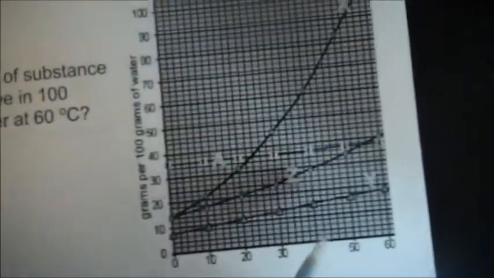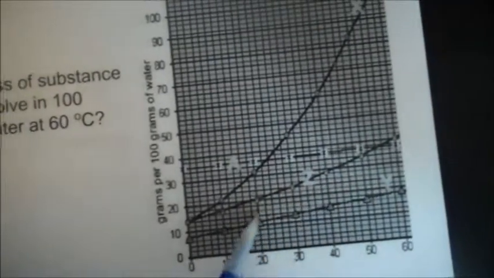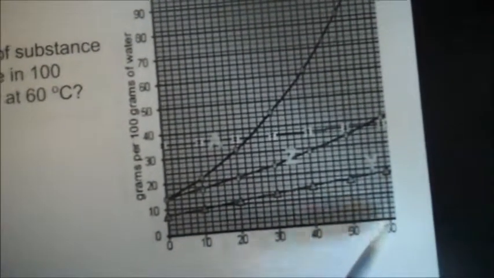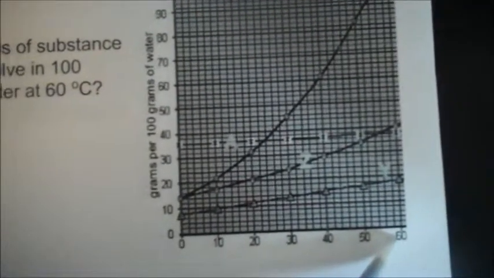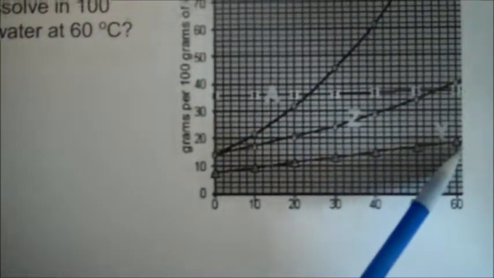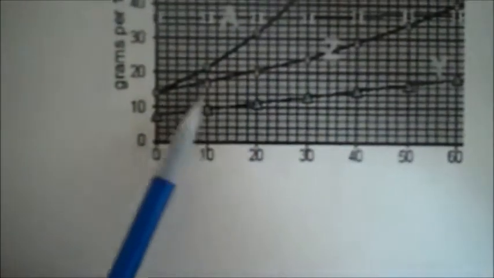Question number 2. What mass of substance Y will dissolve in 100 grams of water at 40 degrees Celsius? In this case, here's the curve for Y, and we would look at 60 degrees, which is right here at the end of the graph, and we would go up, and solubility would be around 19 grams.